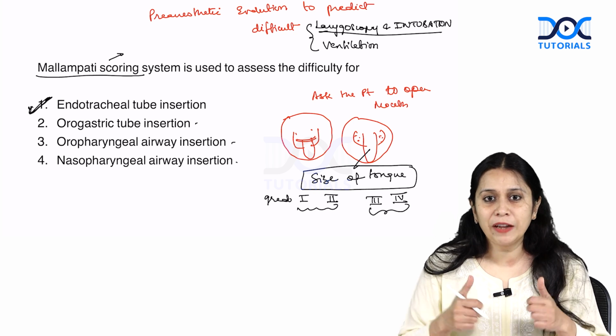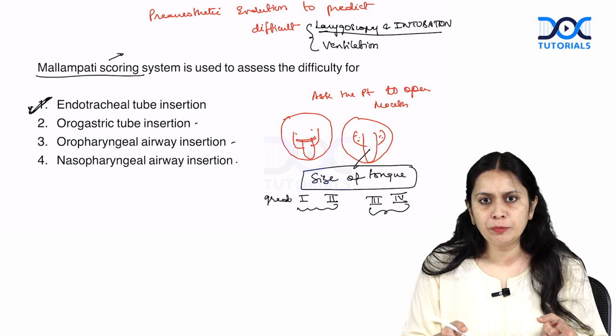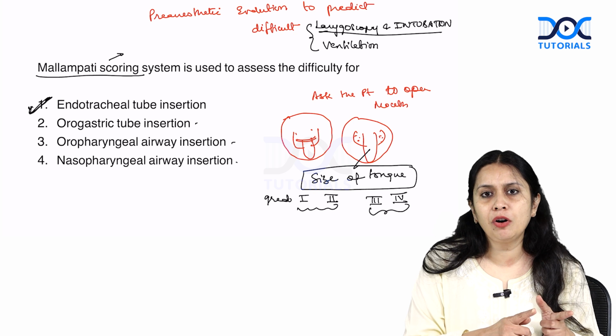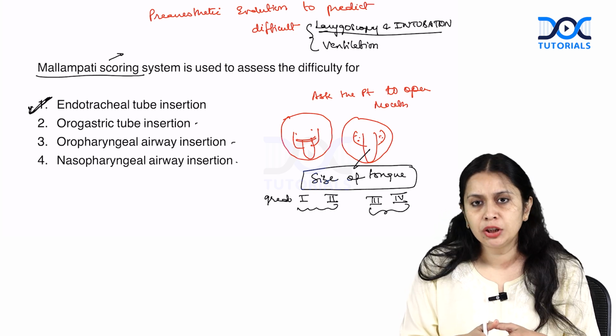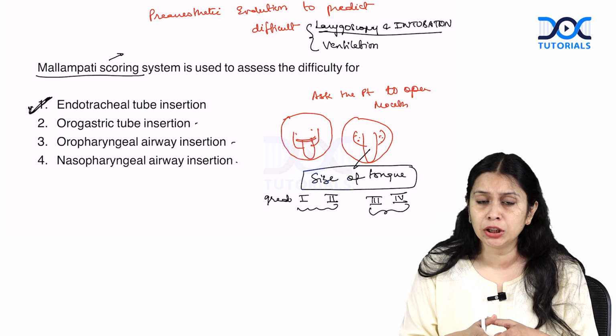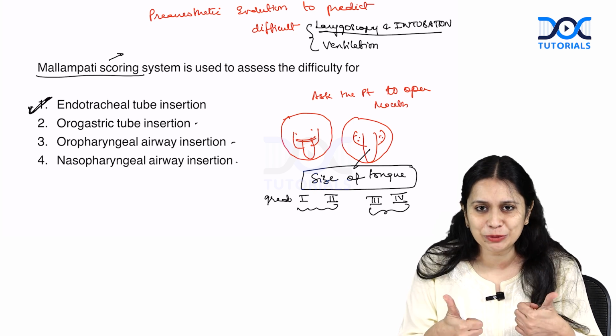So these were very predictable questions from very predictable topics. And if you have gone through the video lectures and if you have gone through the quick revision, you wouldn't have missed any question. You would have had a strike rate of 100%.